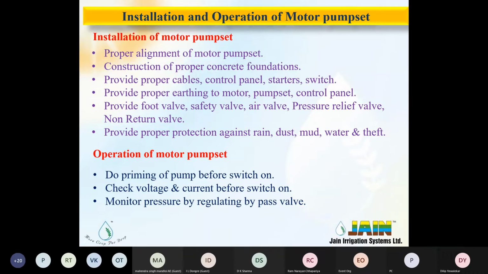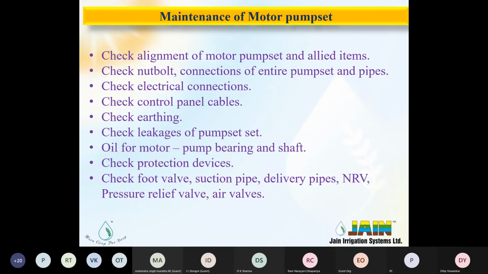If there is some problem in the voltage and current, then you have to approach the electricity board to provide the proper voltage and current. Other maintenance for the pump side is generalized: check alignment, nut bolts, electrical connection, control panel, earthing. Earthing is very important. Also check leakage of the pump set, protection devices, and that safety devices are provided.